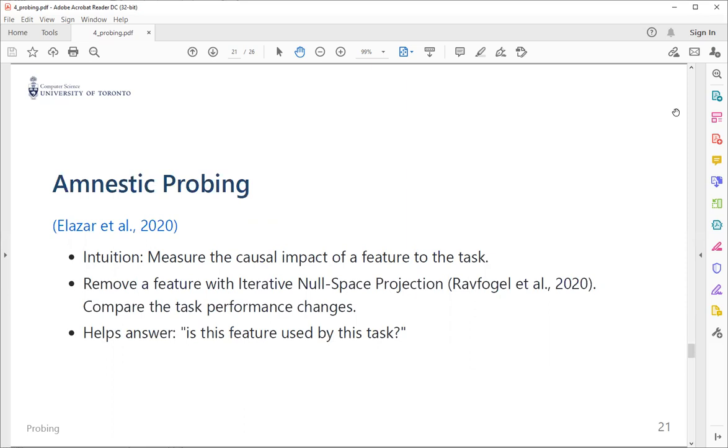They are using the iterative null space projection, which we will talk about in two slides. And they compare the task performance changes. This helps answer whether this feature is used by this task.